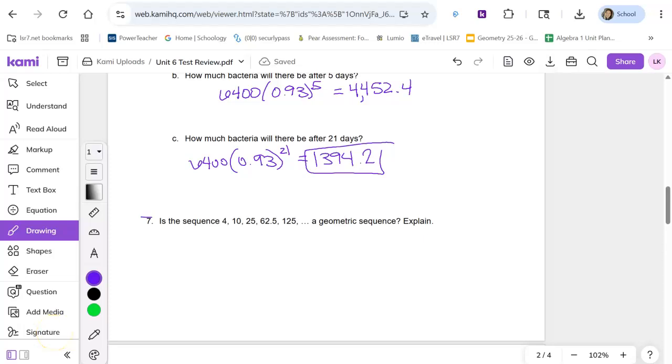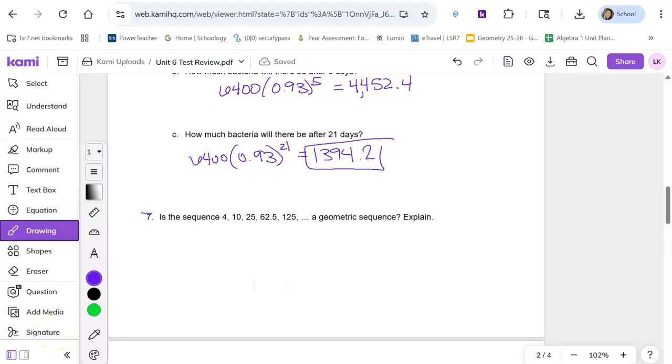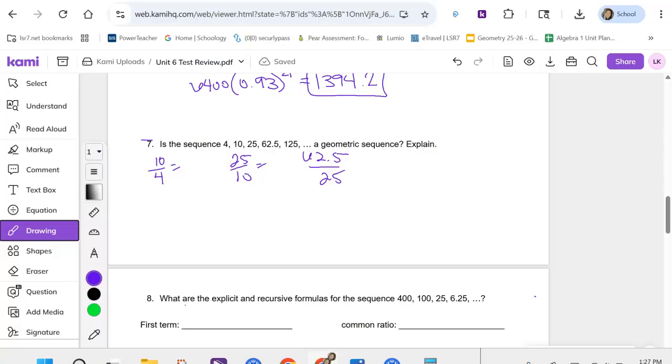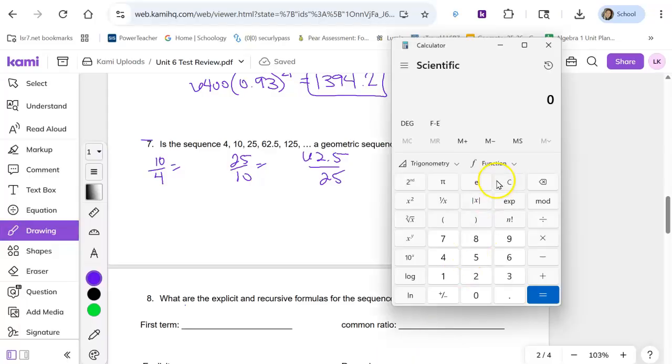Okay, this is Unit 6 Review Part 2. Number 7 says, is the sequence 4, 10, 25, 62.5, and 125 a geometric sequence? Explain. The easiest way to do that is to take 10 divided by 4, see what you get. Take 25 divided by 10, then 62.5 divided by 25, and see if it's all the same. If it's the same thing, then it's going to be geometric.